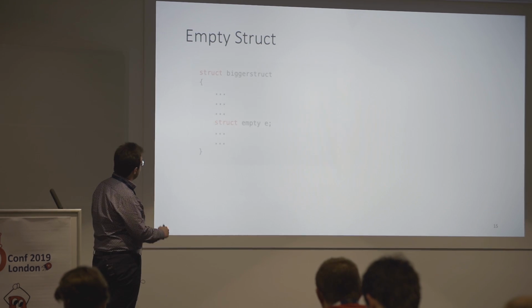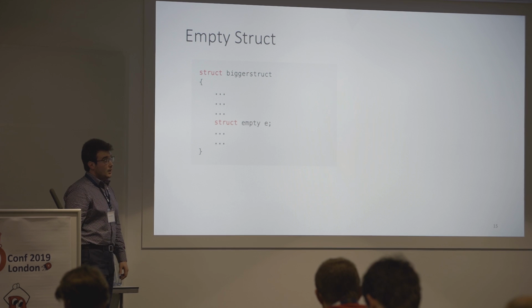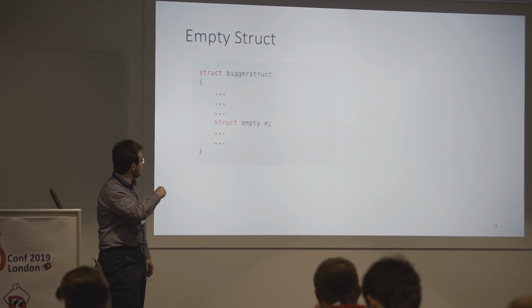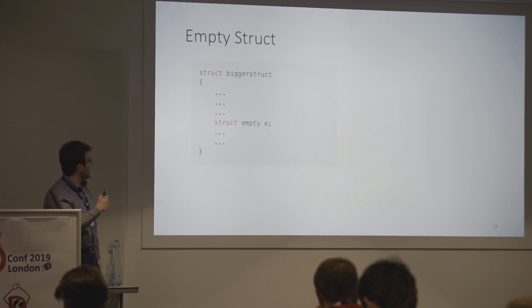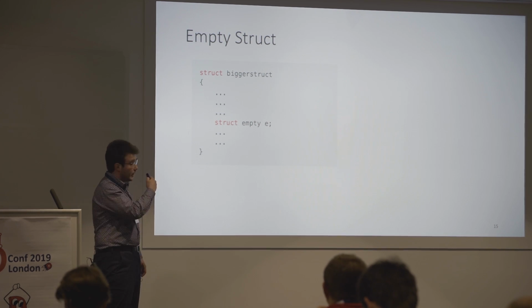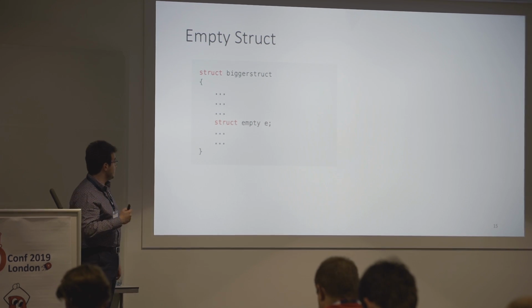Consider the following struct. If the struct empty is a really empty struct, then the D version and the C version of the bigger struct will have different sizes and layouts in memory. So you have to be very careful when you have this kind of struct and you are trying to interface with C.